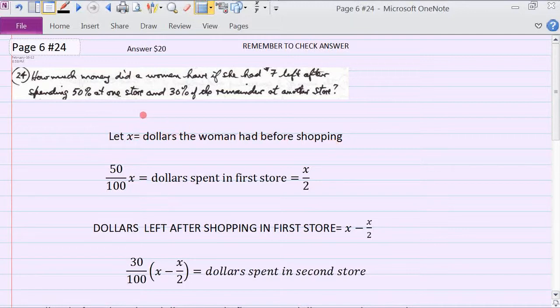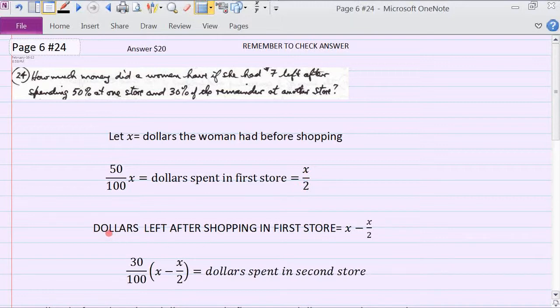How much did a woman have if she had $7 left after spending 50% at one store and 30% of the remainder at another store? So we'll say before she even started, she had this much in her wallet or billfold, X dollars. Now she spent 50% of this, which is 50 over 100 of the original amount X. If you reduce this to a fraction, it's X over 2. So that's what she spent. She spent half her money in the first store.